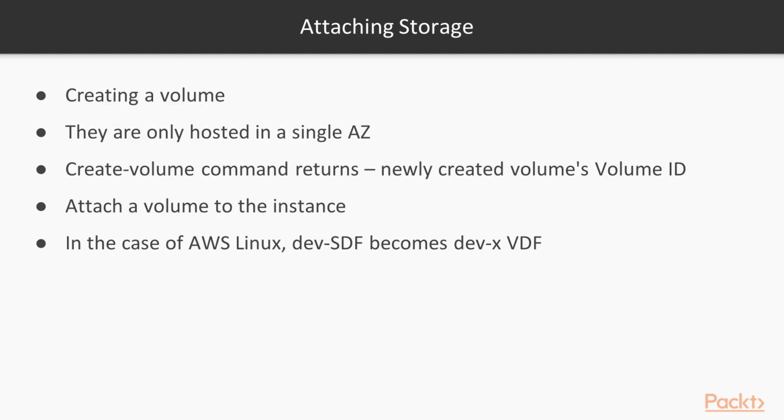Next, we attach a volume to the instance. When attaching to an instance, you must specify the name of the device that it will be presented to the operating system as. Unfortunately, this does not guarantee what the device will appear as. In the case of AWS Linux, /dev/sdf becomes /dev/xvdf. So that's all for now.